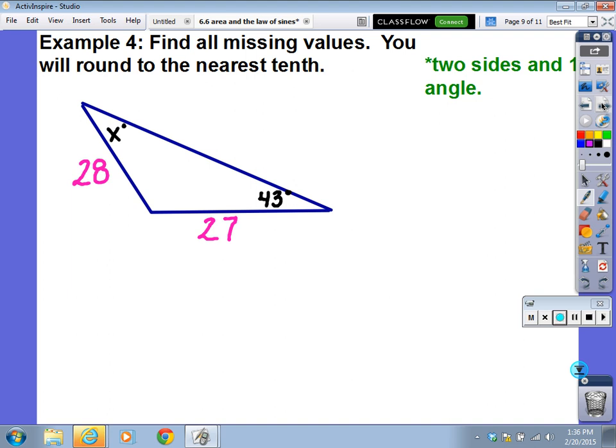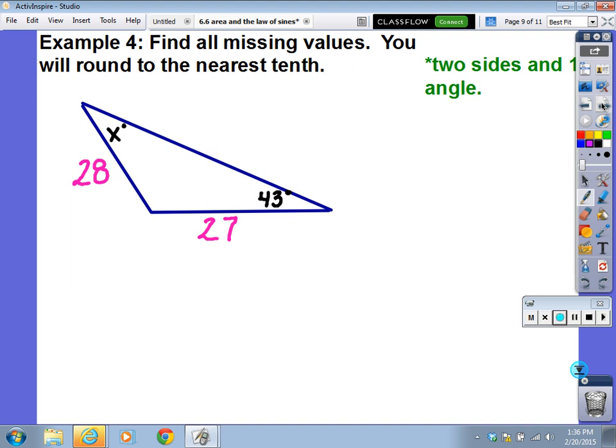So we were given one angle and 2 sides. And the angle that we were given, is it across from one of the sides? Yes. But it's acute, right? Yes, it is acute, but across from that acute angle, is that side larger than the other side that was given? Yes. So we won't run into an ambiguous case here. So once again, we can use the law of sines, no problem.